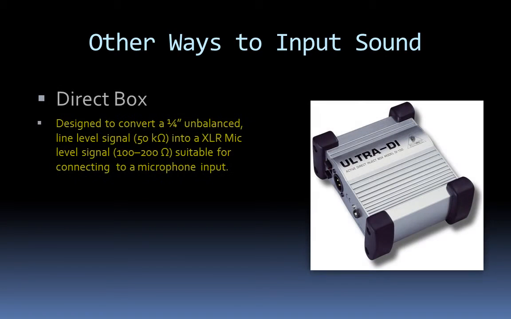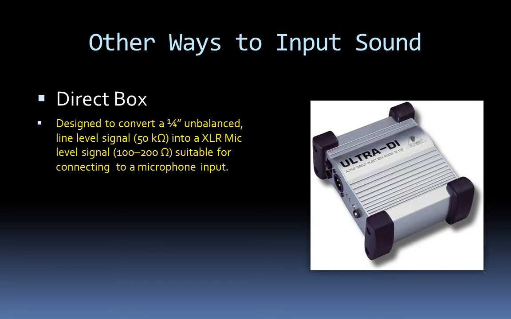And last but not least, we have the direct box. These basically are designed to convert the quarter-inch unbalanced line level signal at 50 kilo ohms. Again, another stat that you can probably forget about, but basically just think of it as a much stronger, hotter level coming in from a line level out, which usually is coming off of an amplifier or another instrument, and lower it so that it can go into a soundboard and the mic input.